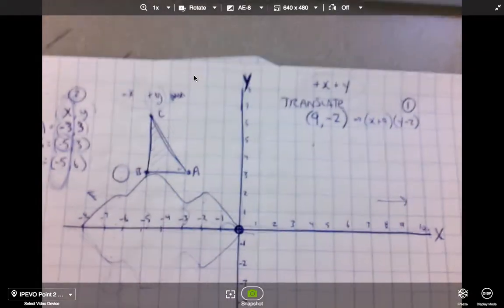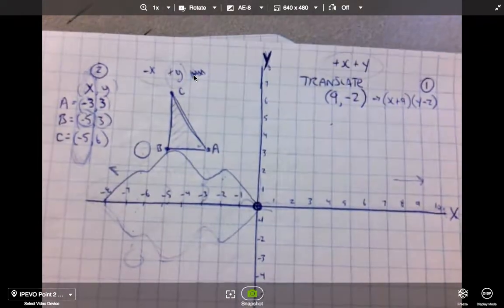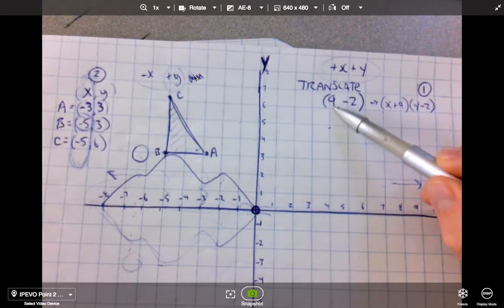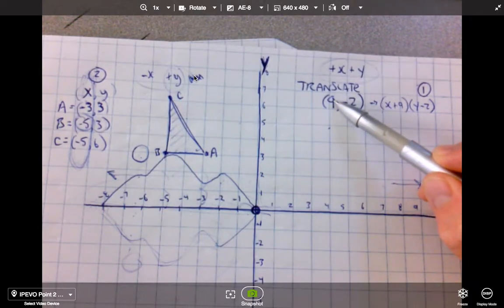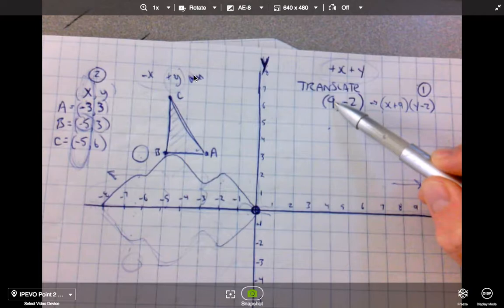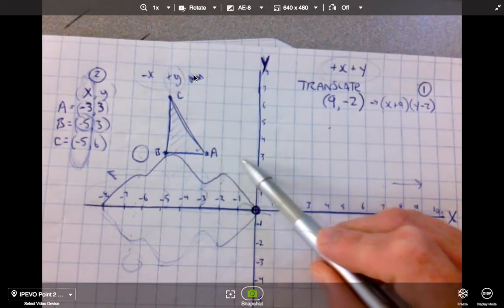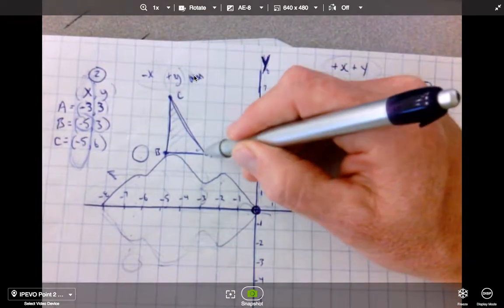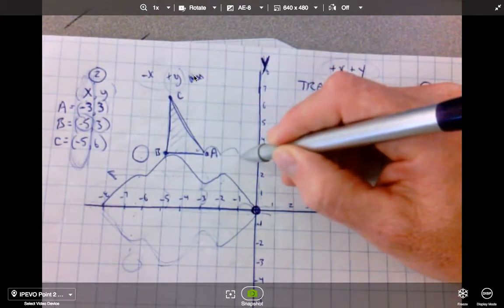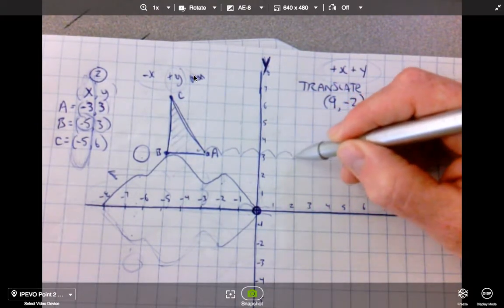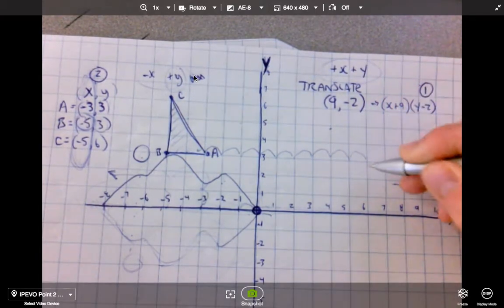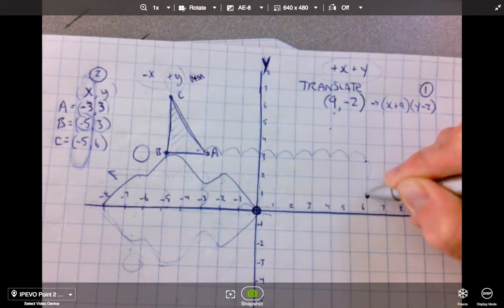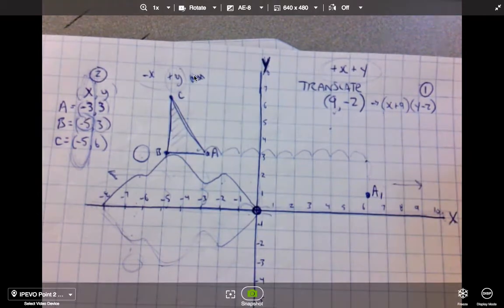Can you see that? I can go a lot closer like that. So 9 is the x-axis, so you're moving positive 9 along the x-axis. So I'm going to grab A and go 9 along the x-axis, and then I'm going to go down 2 along the y-axis. 1, 2, 3, 4, 5, 6, 7, 8, 9. And that gives me 9 there. And then I'm going to go 2 down, 1, 2. So I've already found my new point, so it's called A1.